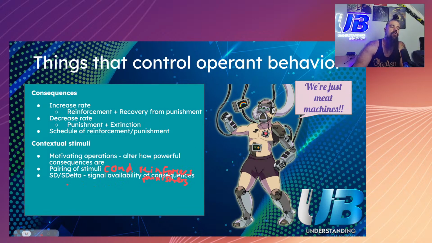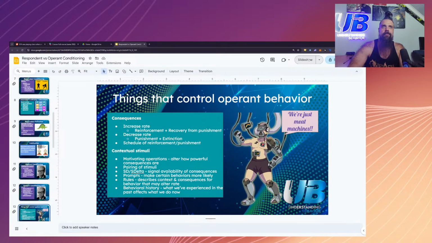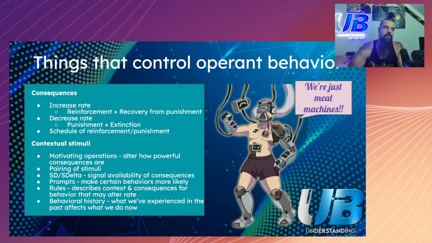Okay, cool. We can look at SDs and S deltas. These signal the availability of consequences, so they tell us whether something is or isn't going to be reinforced. Prompts. Here, let me clear this out for y'all. Prompts make certain behaviors more likely, not less likely. We can also have rules. Rules describe context and consequences for behavior, and these may also alter rate. And then lastly, we have our behavioral history. This is the organism's full history surrounding behavior and its surrounding context, and this will affect what we do now.